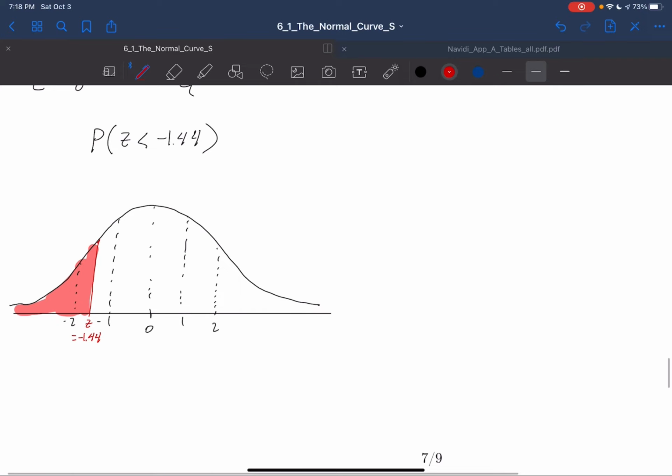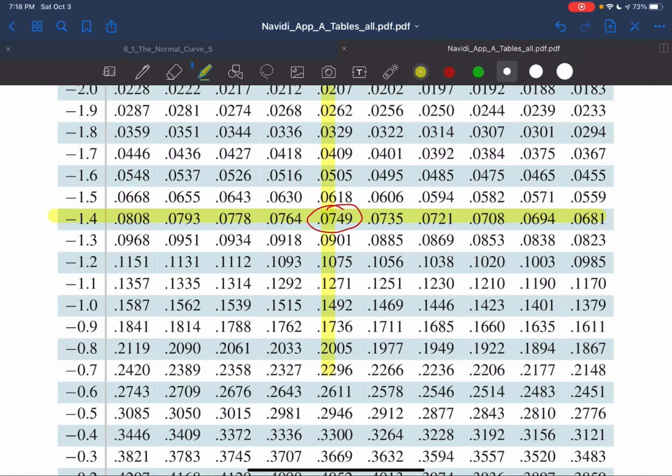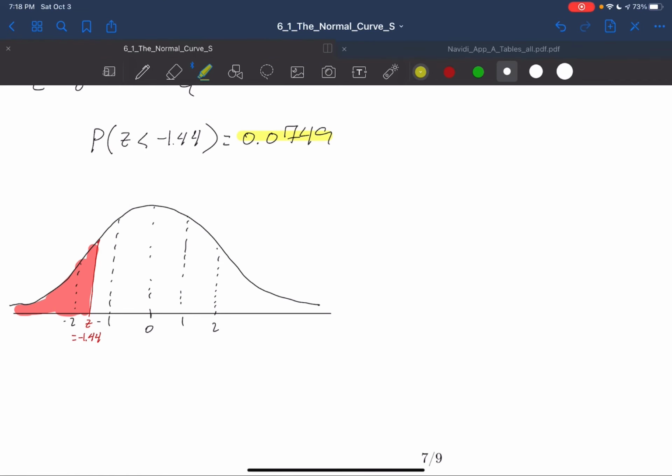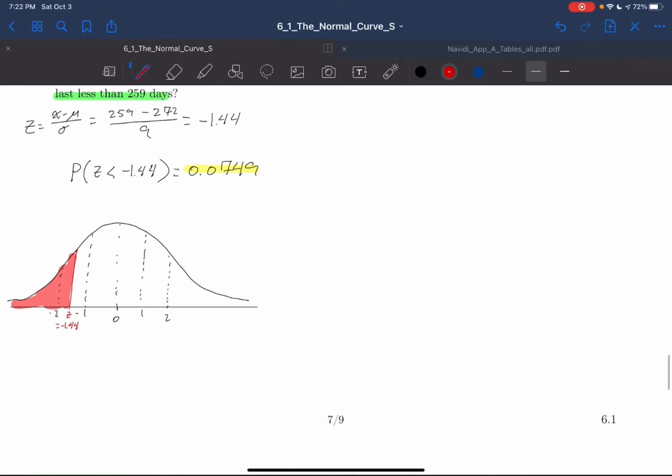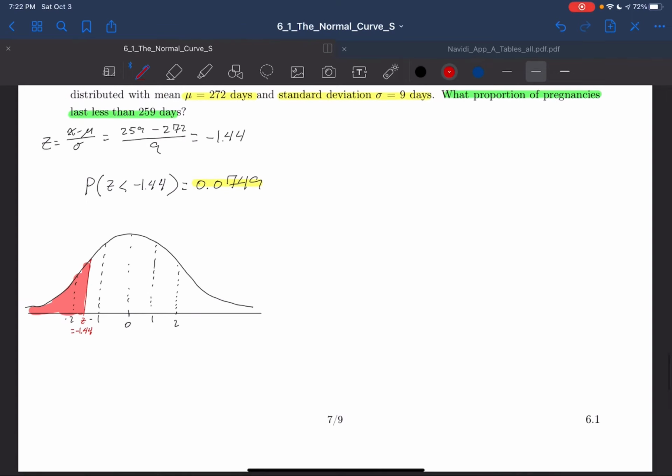So this will be 0.0749. And again, I got this value from our table here. But what happens if I want to find the area to the right of a data value?